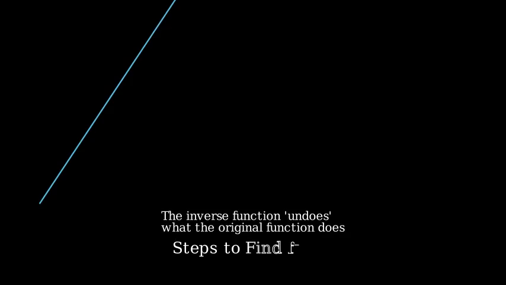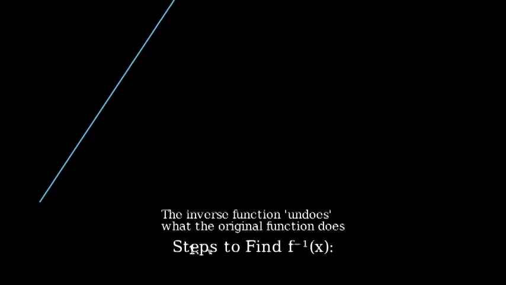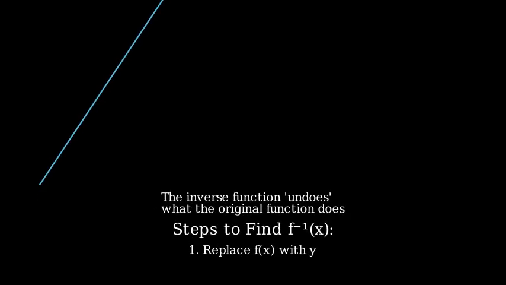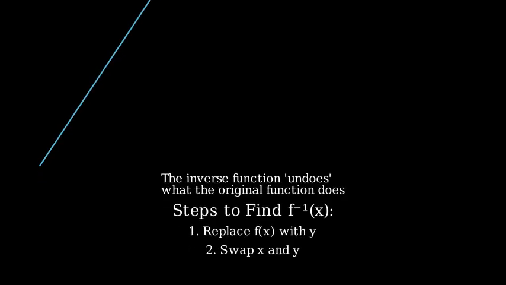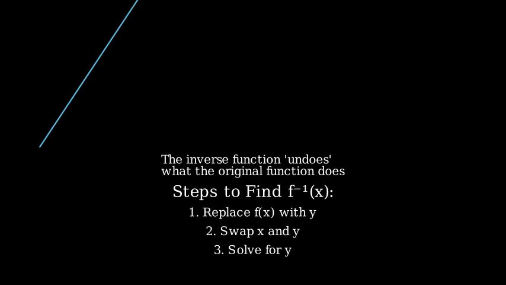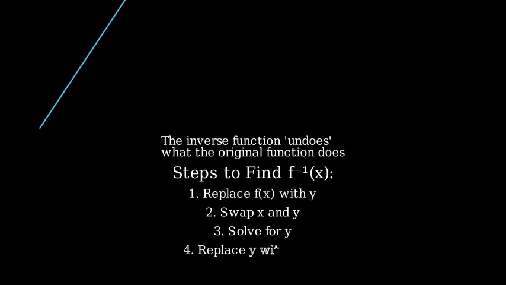To find the inverse function, we follow these steps. Step 1, replace f(x) with y. Step 2, swap x and y. Step 3, solve for y. Step 4, replace y with f inverse of x. Let's apply these steps to our function.